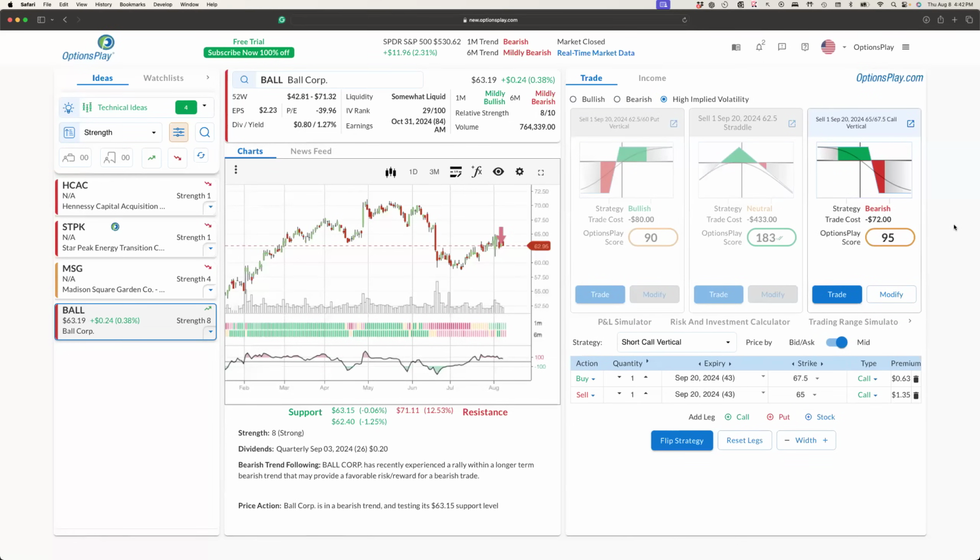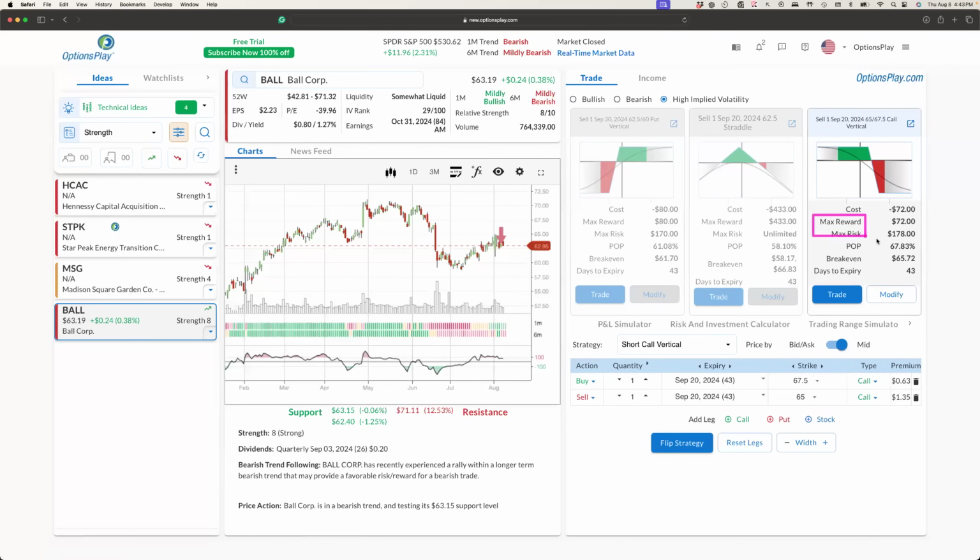So our goal here at OptionsPlay is to help you identify trading setups through our technical scans in just a few seconds, and then more importantly, help you structure an options trade for that bearish view also in just a few seconds. So for example, if let's say you're taking a neutral to bearish view here on Ball Corp, you can use something like this credit vertical spread that's already been set up for you. The exact expiration date, strike price is all set up for you.